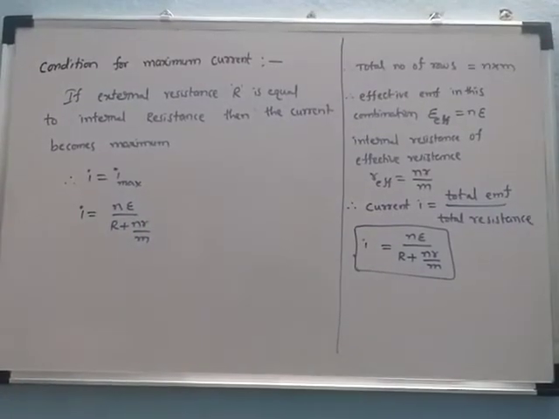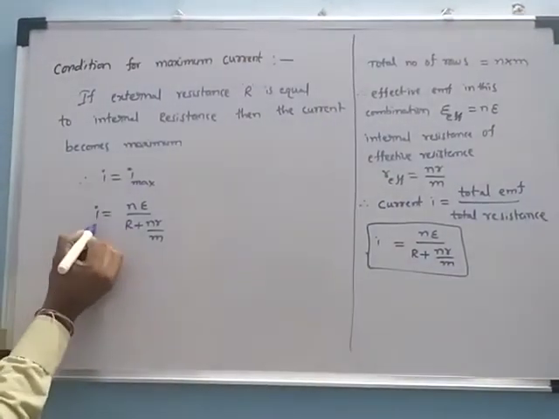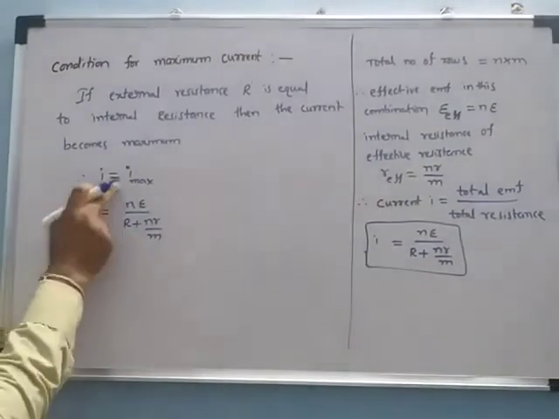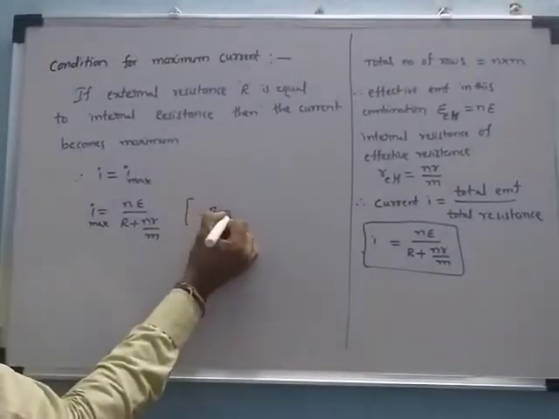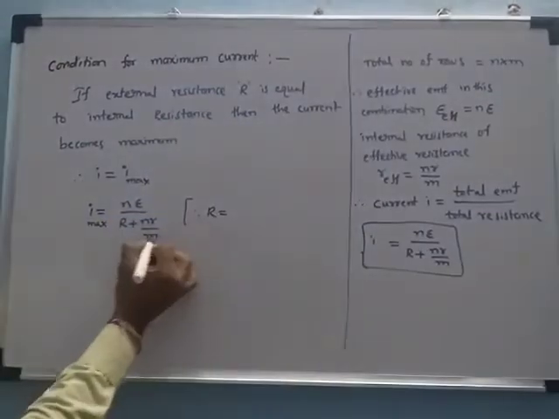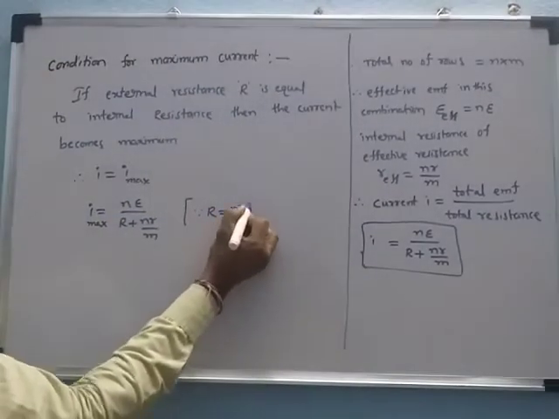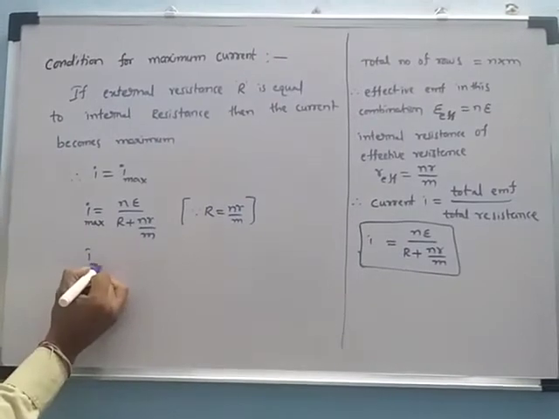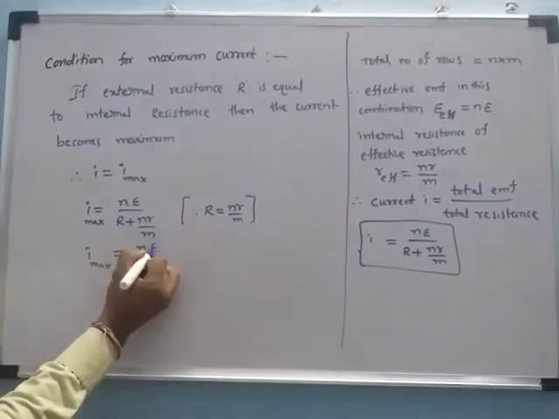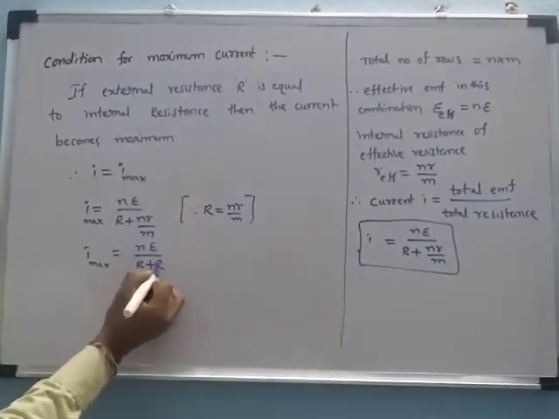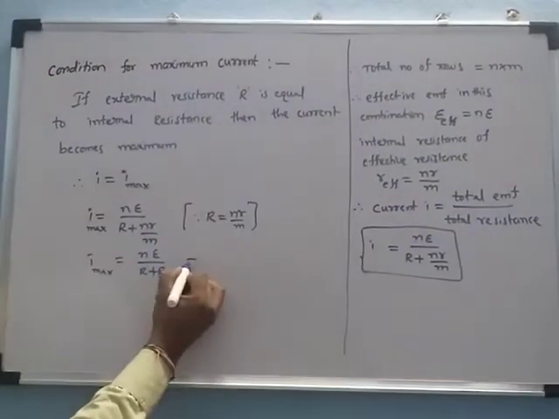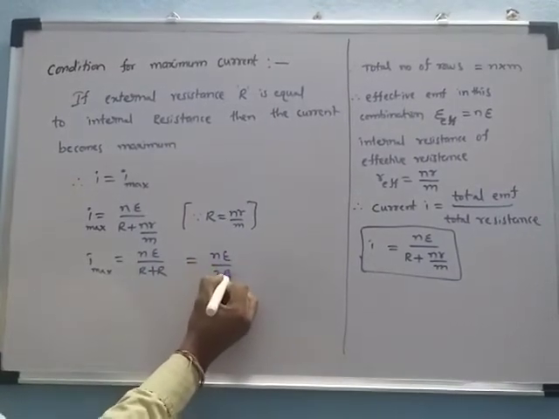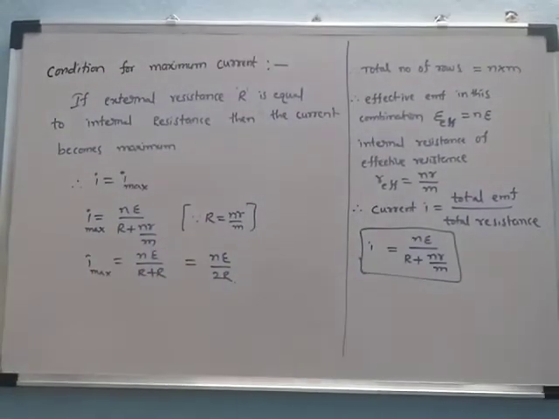Now here, I is equal to I maximum, and the condition is that the external resistance is equal to the effective internal resistance, n r by m. Then I maximum is equal to n into E by R plus R. R plus R is 2R. So we can write n into E by 2 into R. This is the maximum current in a mixed group.